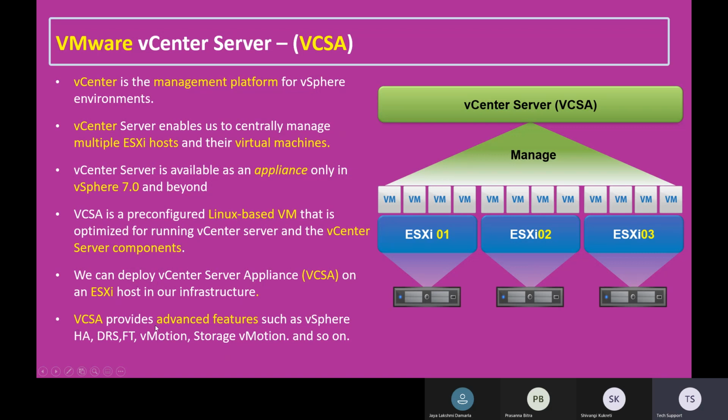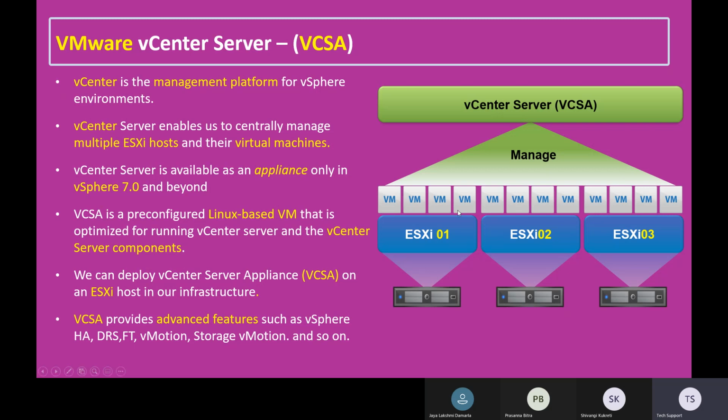VCSA provides advanced features such as vSphere HA. I'll just give a basic overview of these features, but in the next classes we'll discuss each feature separately in detail. I'll give a few examples. HA means high availability. The name itself says highly available. That means continuous availability for virtual machines.